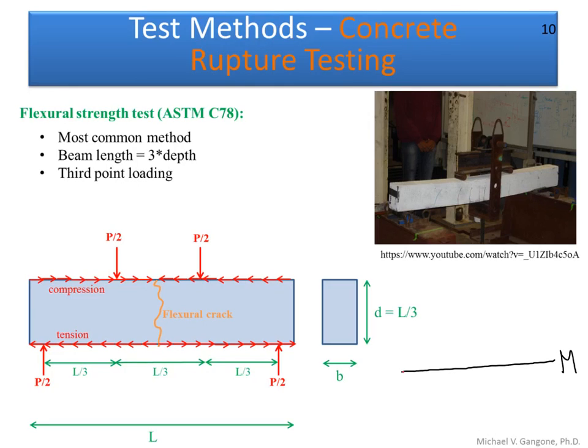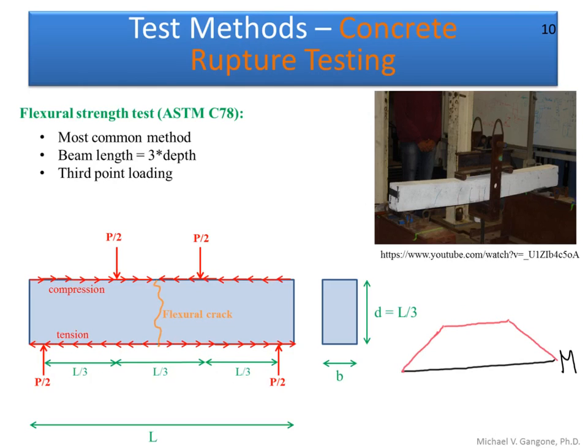Well, it's going to start at 0. It's going to go up like this until we get to that first load of P over 2. Then we're going to see something like this, and then it's going to come down. These 2 points that you see here and here correspond to these 2 locations on the beam. And we see that the maximum moment is going to occur in this region here.